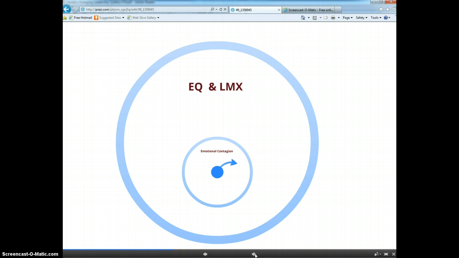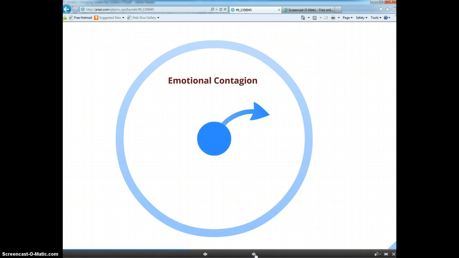So what we see with LMX and EQ is that Ashkanasy and Humphrey point out the levels of analysis here. Level 3 involves the interpersonal relationship between individuals, and level 4 moves up to team member exchanges. So we can see again that multi-level aspect there. And as we move from the individual to the group, we see something considered emotional contagion. Johnson explains that emotional contagion is this automatic and unconscious transfer of emotion between individuals.